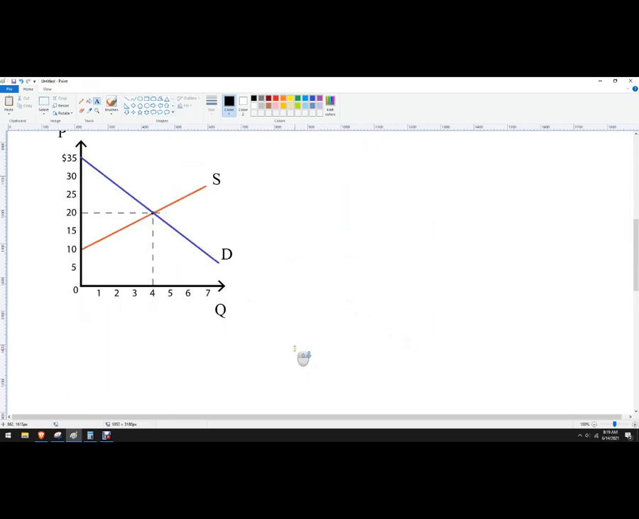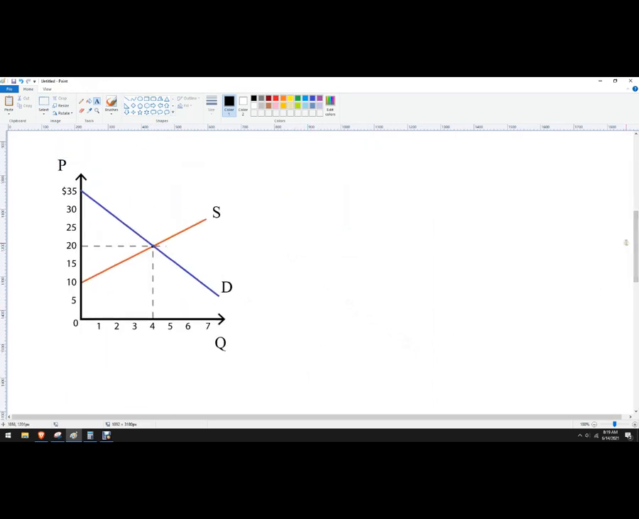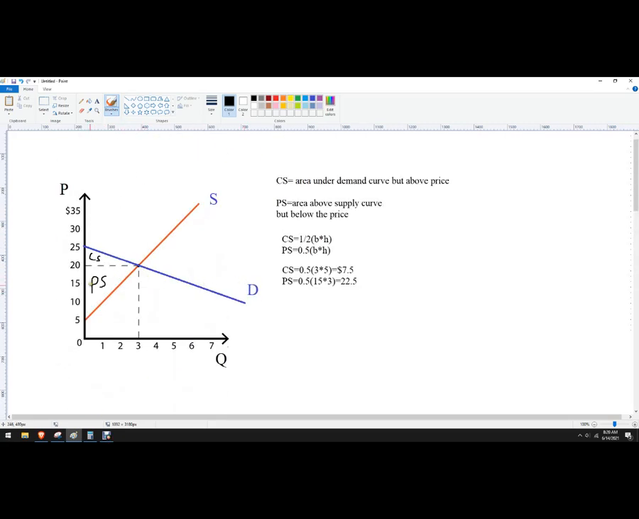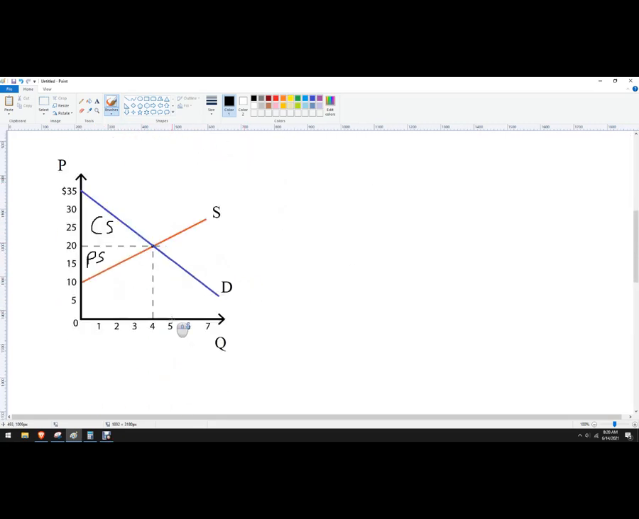Okay, let's do the next one. Try to pause the video, try to calculate it yourself. Okay, hopefully you paused the video. I'll label it here just to be consistent. This is the consumer surplus. This is the producer surplus. Already I can see that the consumer surplus is bigger than the producer surplus. Back here, the producer surplus was bigger than the consumer surplus.